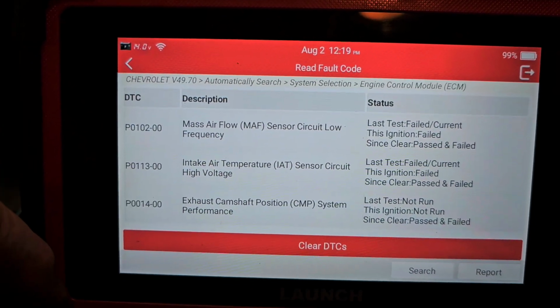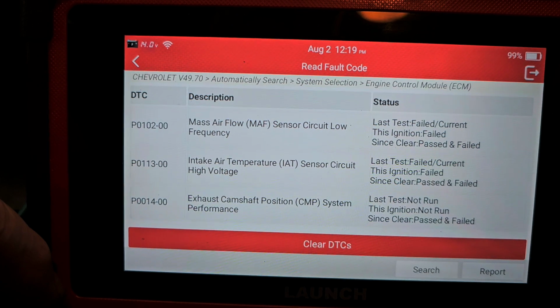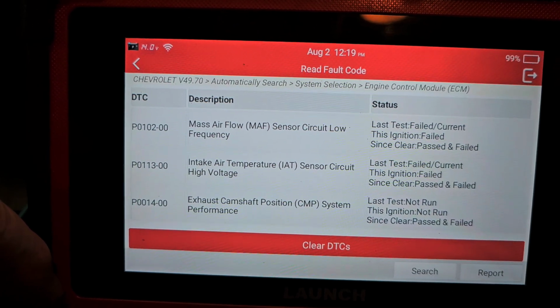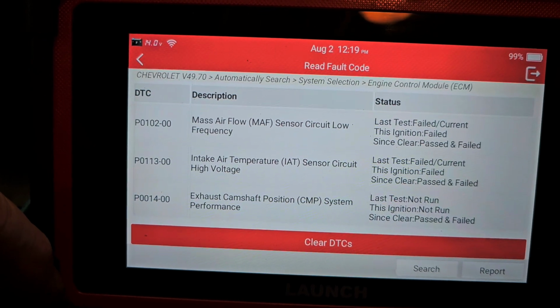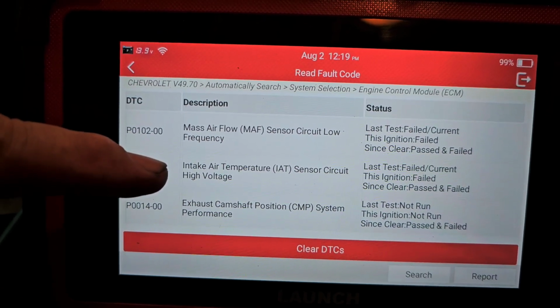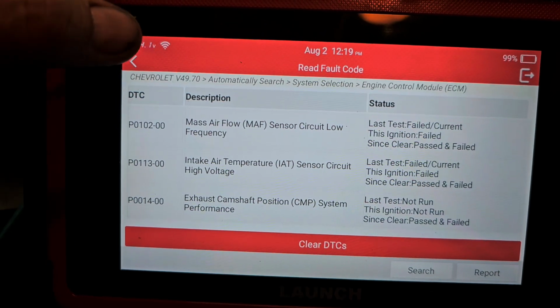Why is that important, the high voltage? Well, the high voltage means that voltage is going in, but it's not going anywhere. If it said voltage low, then usually that means that the voltage side is grounded somewhere. Okay, so, all right. Low frequency, like it's not doing anything.